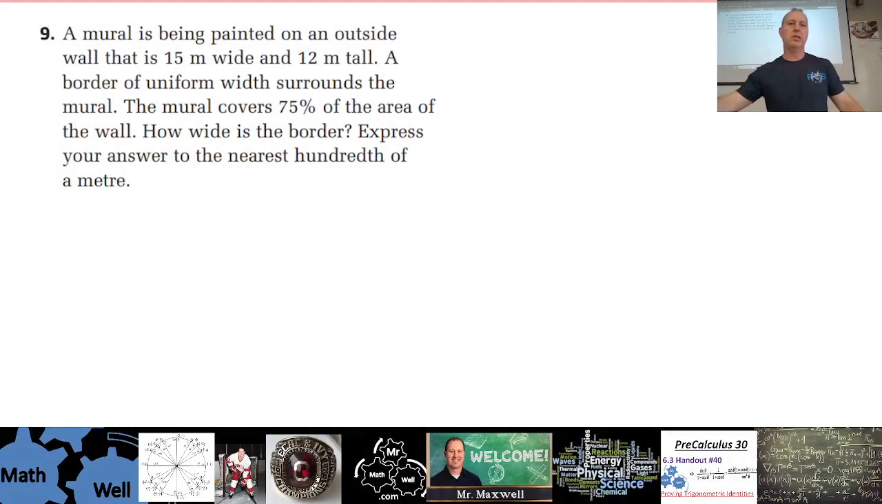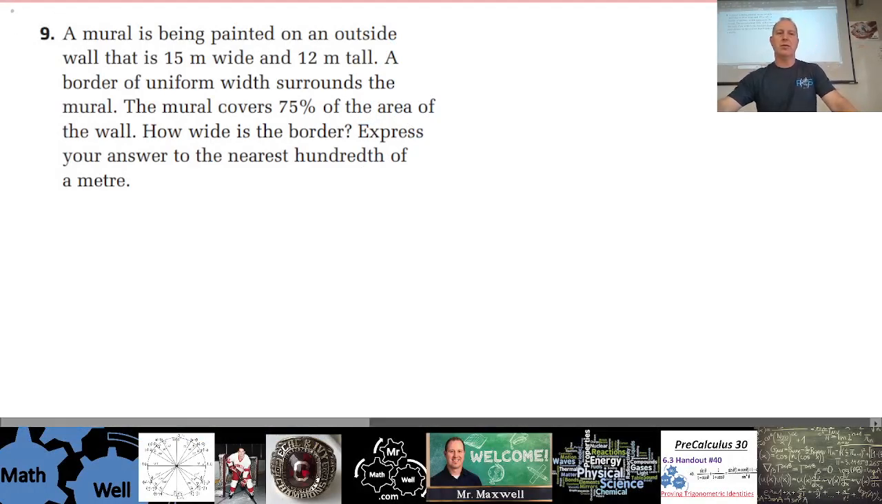All right, here we go. PC 20, pre-calculus 20. This is 4.4 on quadratic formula, question number 9.